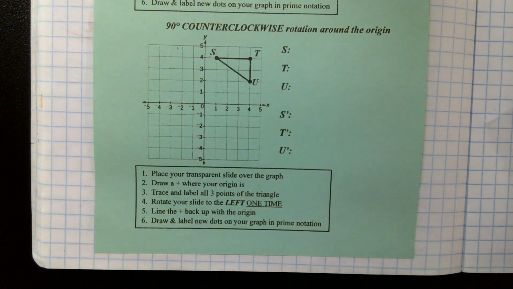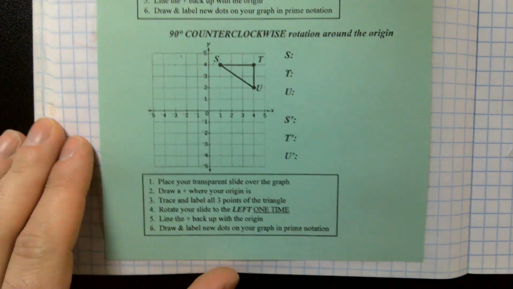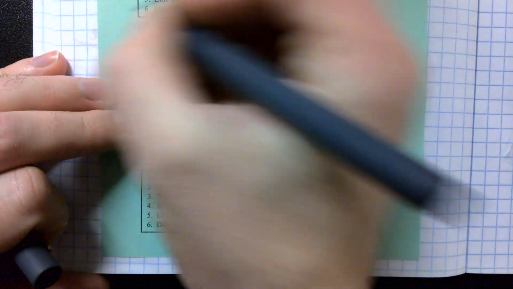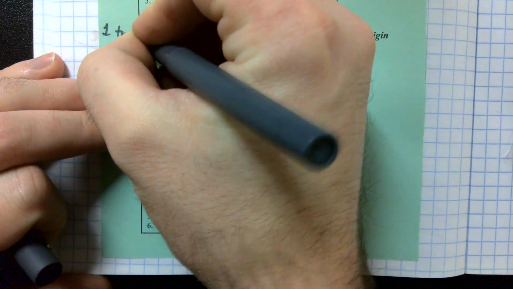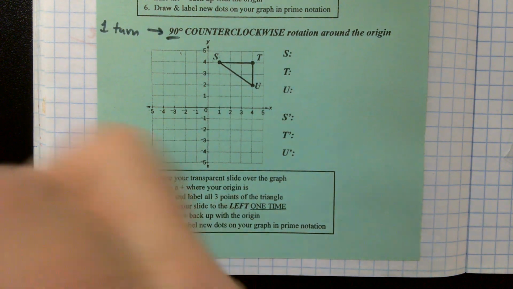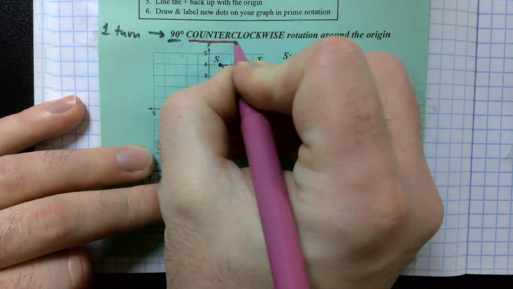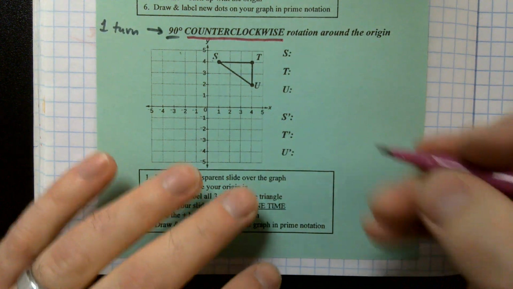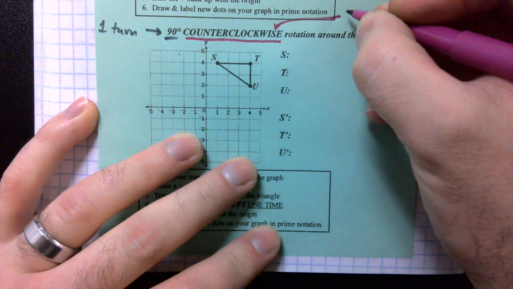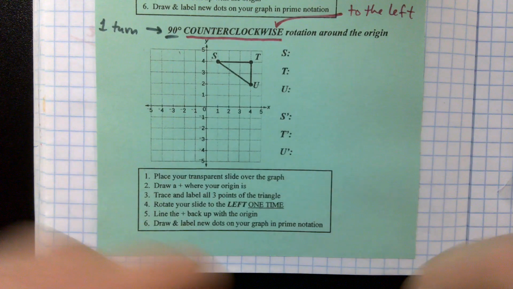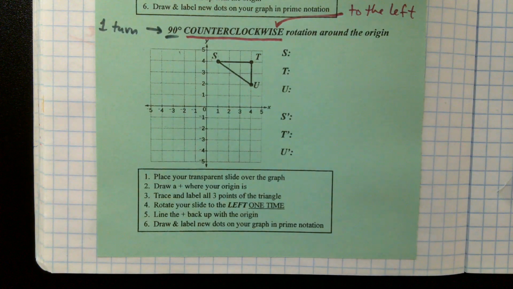Anytime I have a rotation, I'm going to have a degree and a direction. How many degrees is this one going to turn? 90 degrees. Well, how many turns is that again? 1 turn. But what direction am I going here? Counterclockwise. What does counter mean? It means I'm going to turn to the left. What does the prefix counter mean, though?